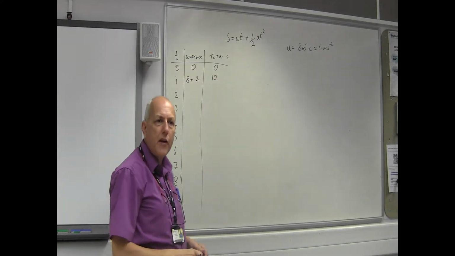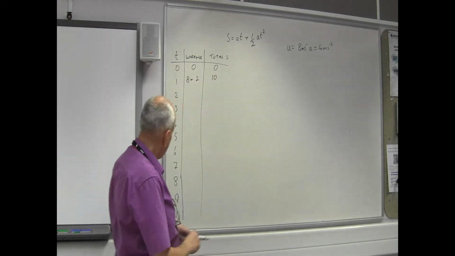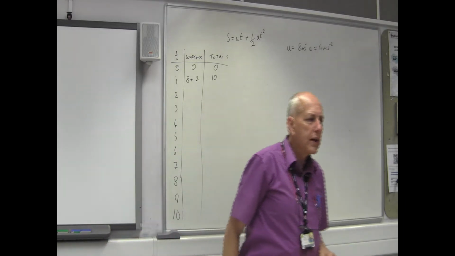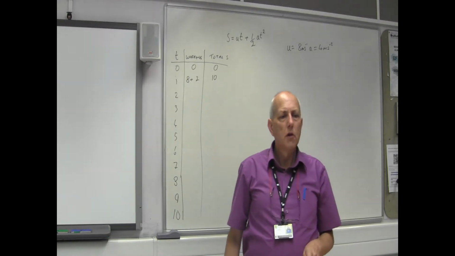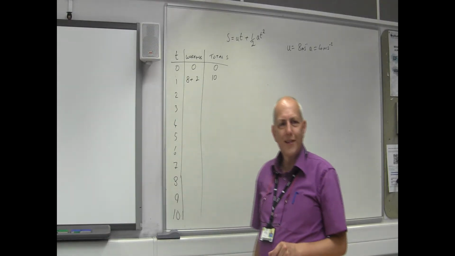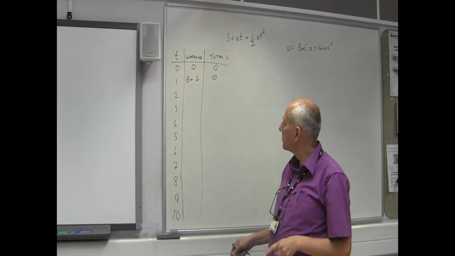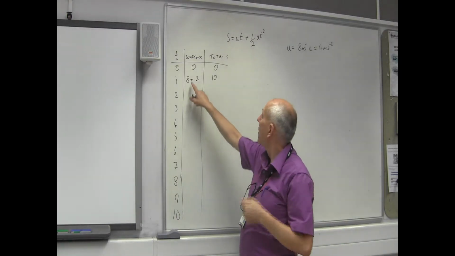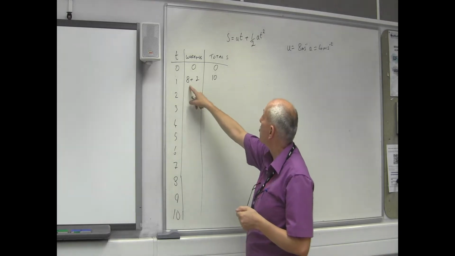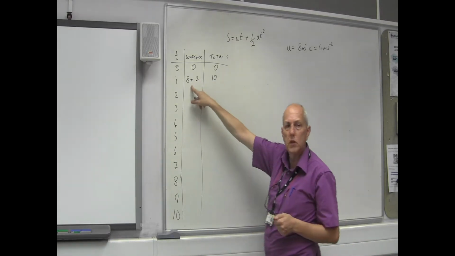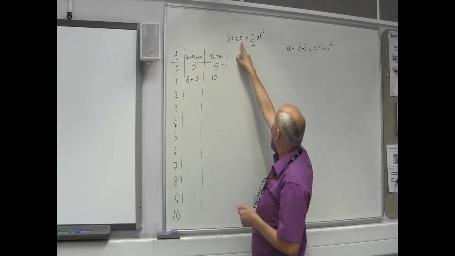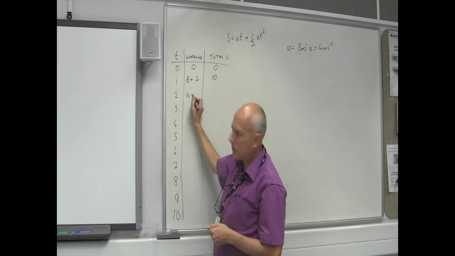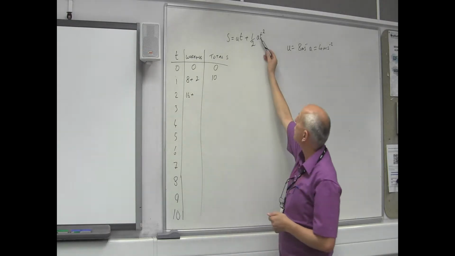Right, do you want to give me some figures then? Who's got calculators? For t equals 2, is it 16 plus 2? No, because it's 2 times 8, that's 16, and then it's going to be plus, so you've got 2 squared.